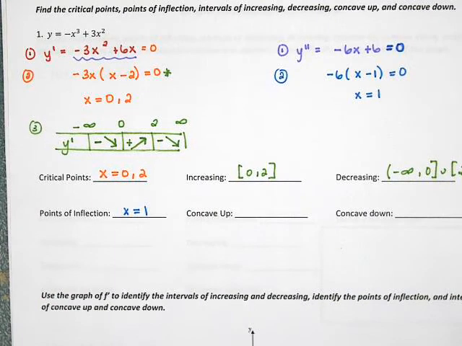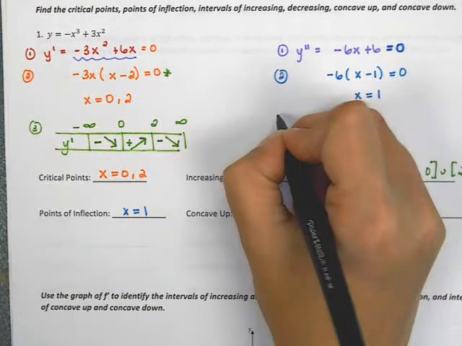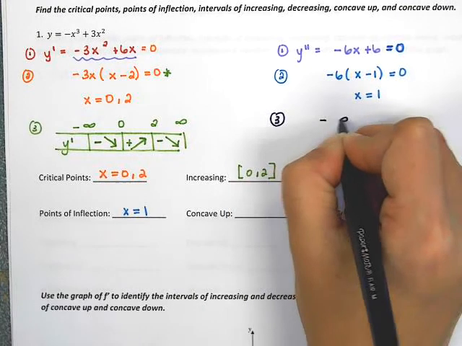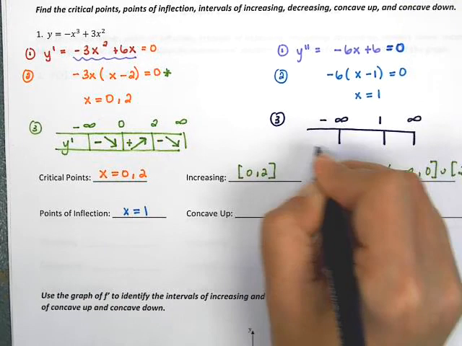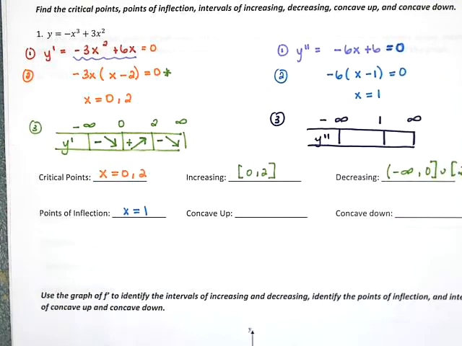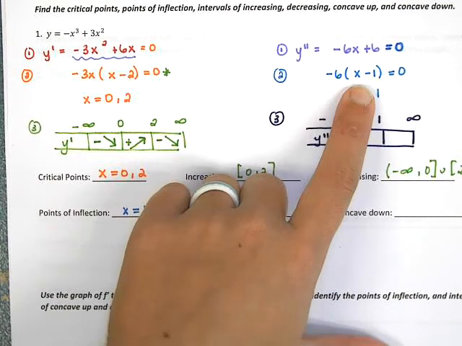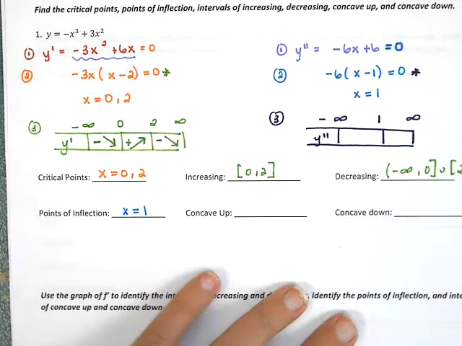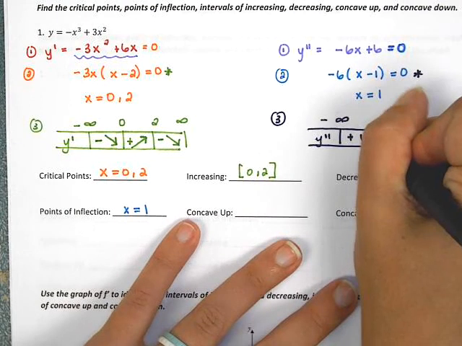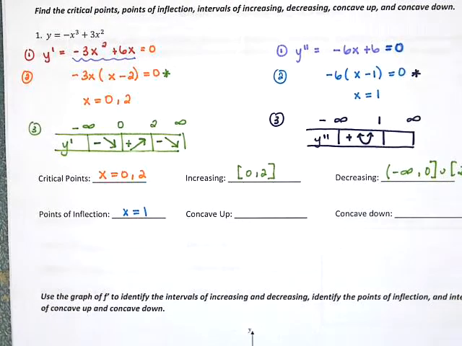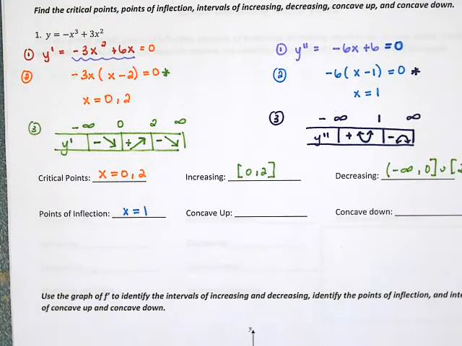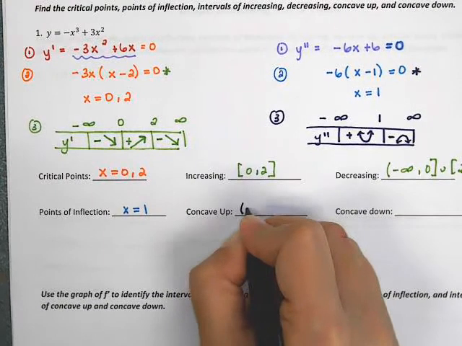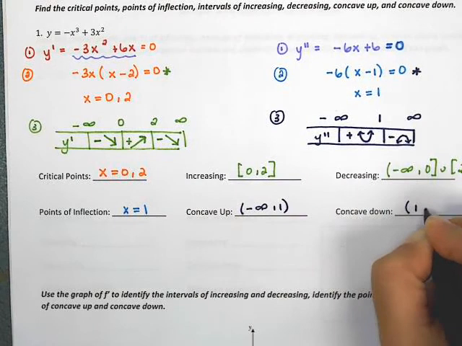Now to figure out where my graph is concave up, concave down, etc., I would need to make a chart. So my chart here would start with negative infinity, and then I would have 1 and then positive infinity. If I pick a number less than 1, like 0, I'm going to have a negative times a negative, because remember we always plug this into the factored version, which is a positive, so I'm concave up. If I plug a number bigger than 1, like 10, I would have a negative times positive, which is negative, so I would be concave down, like a frown. Concave up then would be from negative infinity to 1. Concave down would be from 1 to infinity.